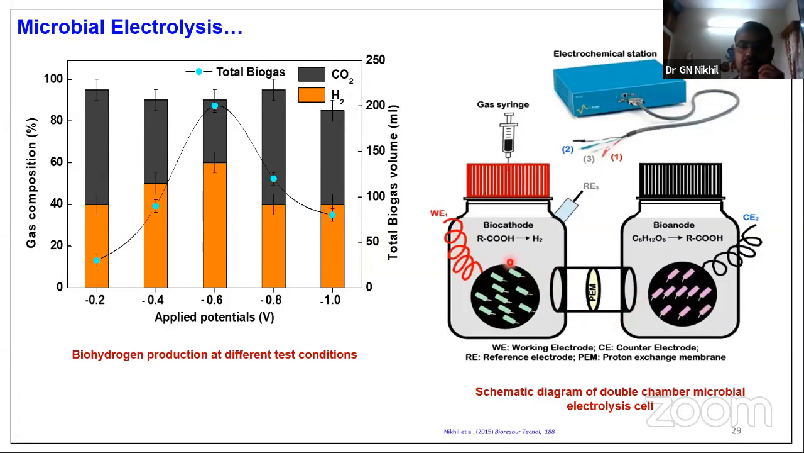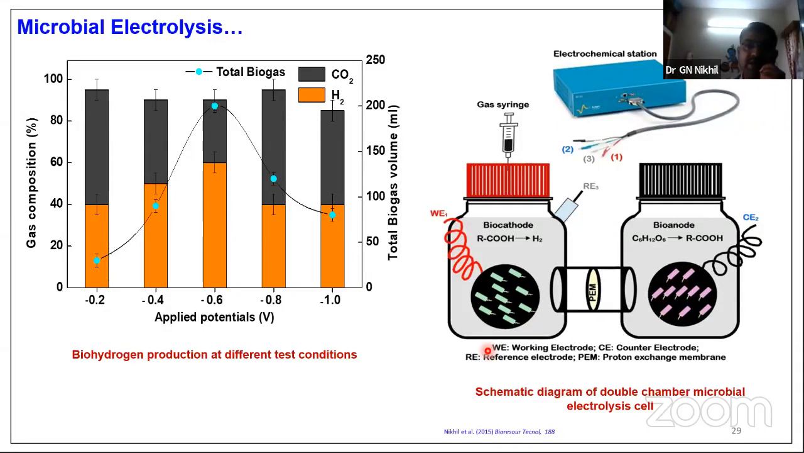So here we have taken the short chain acids, and we have applied certain potentials, because the reaction of conversion of acetic acid into hydrogen production is not thermodynamically favorable. So why is it not favorable?